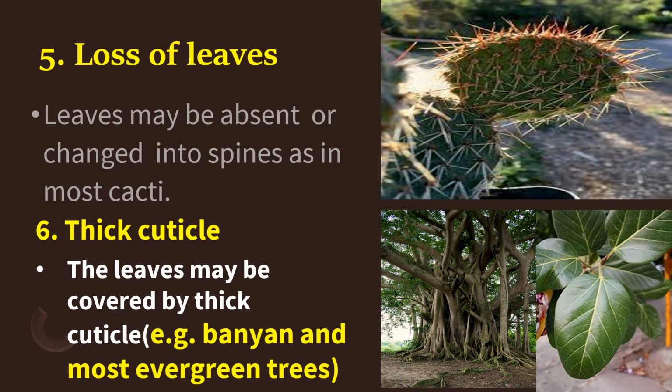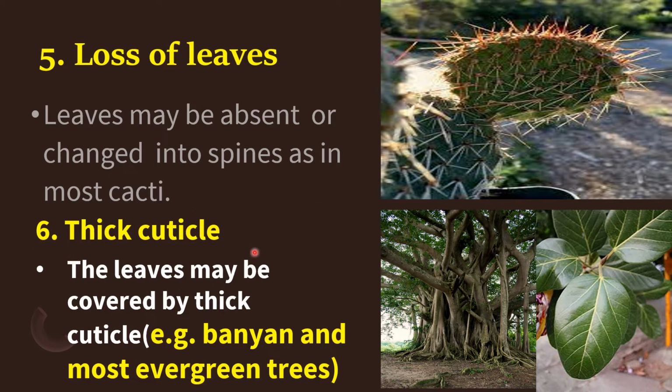The next adaptation to reduce transpiration is loss of leaves. Leaves may be absent or changed into spines, as in most cacti. Here you can see a cactus plant. Leaves are modified into spines to reduce the rate of transpiration. Example, cactus, very important. The example also you have to remember.